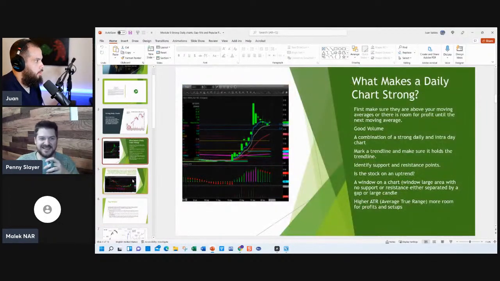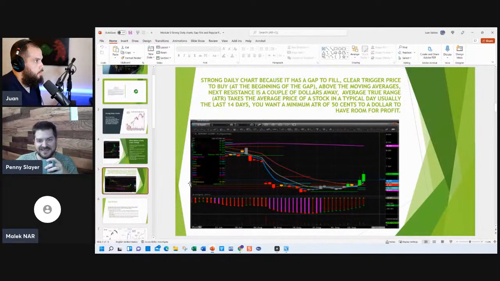Where were we here? Okay. One thing I want to talk about that I think most traders know is what they call gap to fill. Clear trigger price at the beginning of the gap, above the moving average, next resistance a couple dollars away. So here, look at this chart, right? You see this big drop here.